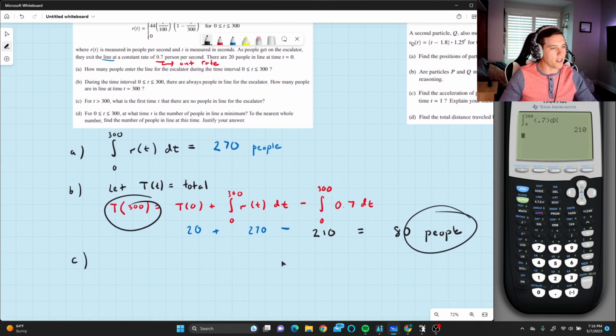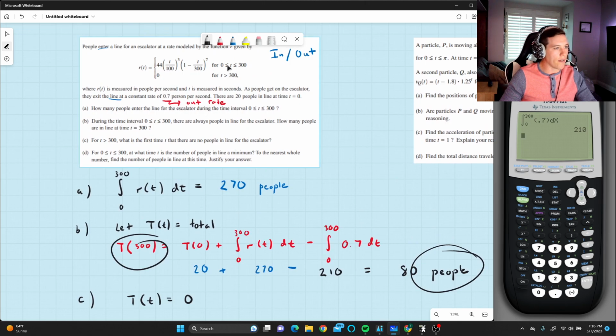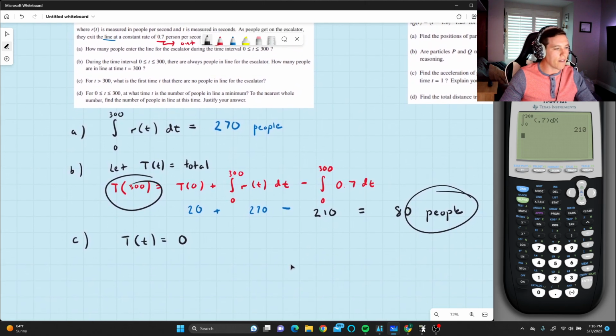Well, we're going to talk about C. I think you're getting ahead of me on C. Okay, so what is the first time that there are no people in line for the escalator? In other words, I'm trying to find when T of t is equal to 0, and I'm trying to find the time where that happens. Well, in this case, we pay attention to the rate here. The rate was 0 after 300, so nobody's getting in line after 300.